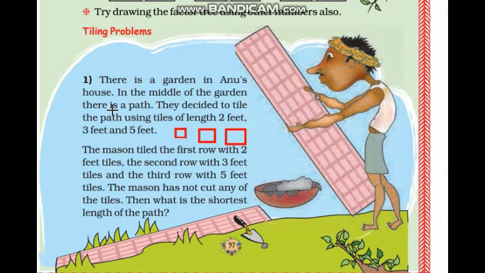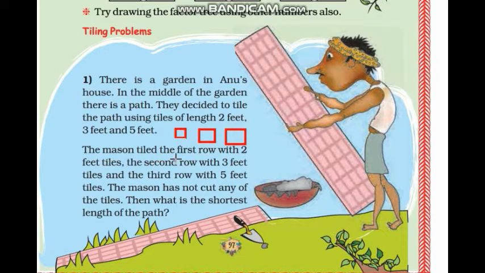Here are tiling problems. First one: there is a garden in Anu's house. In the middle of the garden there is a path. You might have also seen the path in a garden made of small tiles. They decided to tile the path using tiles of length 2 feet, 3 feet and 5 feet. So one of 2 feet, second one of 3 feet and third one of 5 feet.